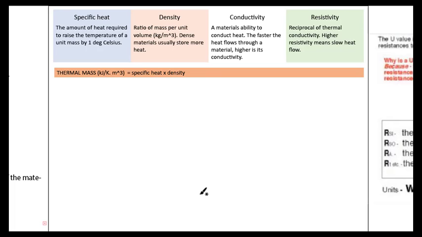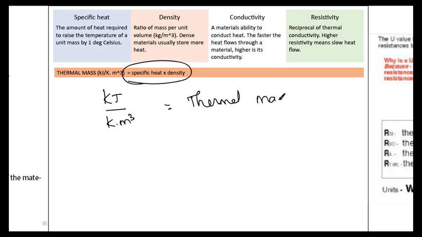And then comes density. Density is the ratio of mass per unit volume, that's kilogram per meter cube, you all know that. Conductivity, as we saw, is the rate of transfer of heat, and resistivity is the reciprocal of thermal conductivity. High resistivity means slow heat flow. Conductivity and resistivity are completely different, opposite I should say. And talking about thermal mass, its unit is kilojoules per Kelvin meter cube. It's specific heat into density, so that is equal to thermal mass.